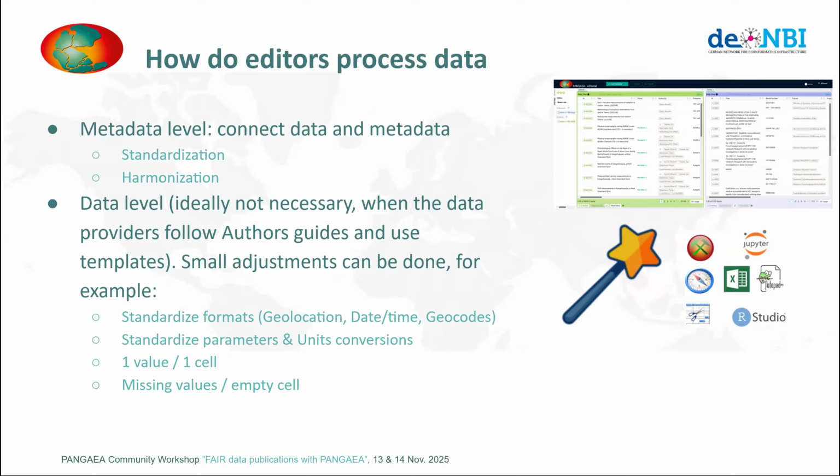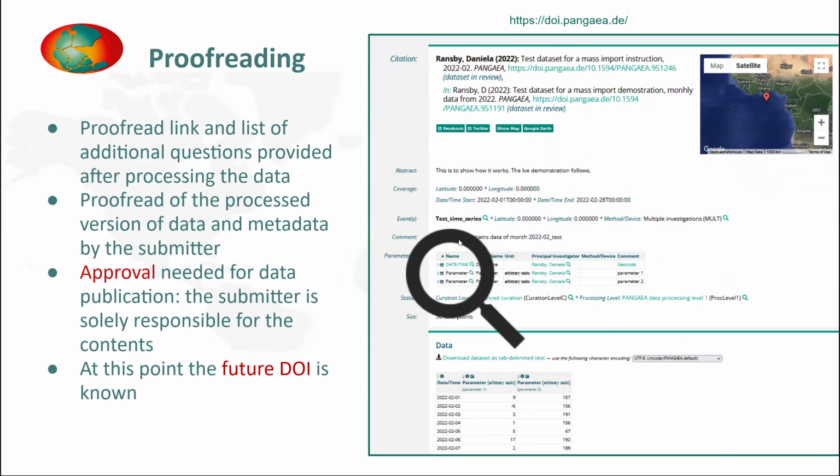So, for example, we can help you standardize some formats that you forgot. It's like unit conversions from centimeters to meters, which are standard with us in PANGAEA, or if two values are in one cell and should be in two columns. These small changes, which are faster done than communicated back and forth, would be done by us, and we will inform you about what we've done in the next step.